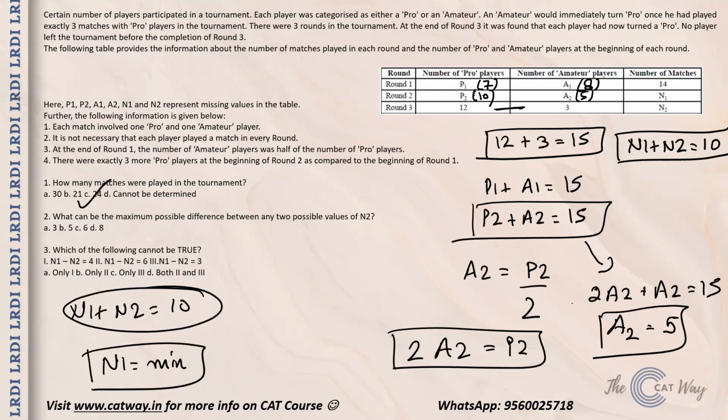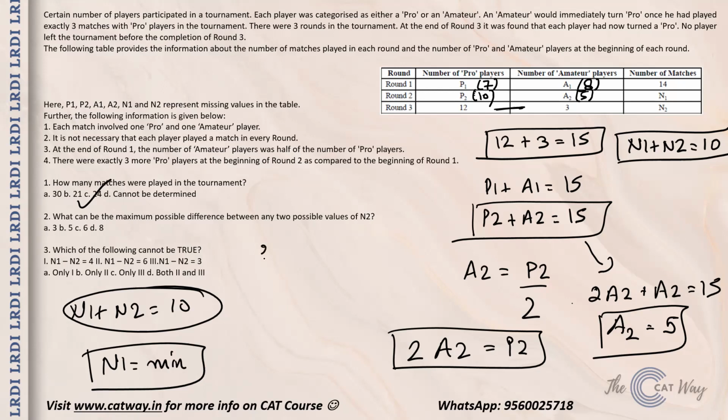Now what we know is that there are two immature players who have converted into pro players after round two, because at the beginning of round two we had 5, and at the end of round two we have 3 immature players. That means 2 of the players have been converted. Also, we know that the number of matches in round one was 14, and there are going to be 3 players who are basically converted into pro.